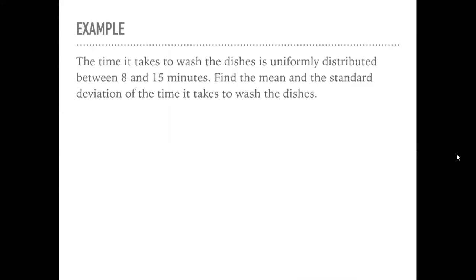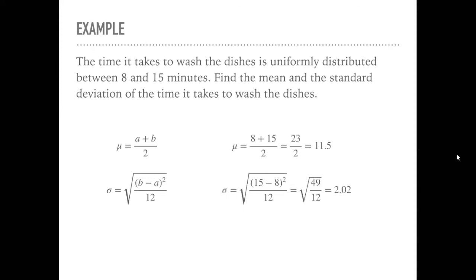Now we could also find the mean and the standard deviation. Using our formula for mean, we'd be taking 8 plus 15 and dividing by 2. So we get 11.5. Standard deviation, using our formula, we have 15 minus 8, square that, then divide it by 12, then take the square root. So we have 2.02.